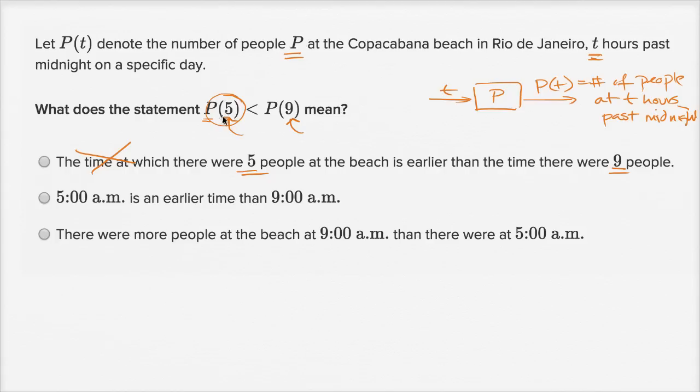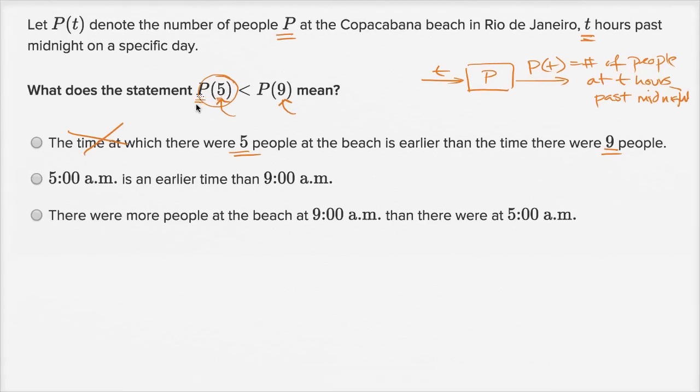This isn't talking about 5 people and 9 people. This is talking about 5 hours after midnight as input, and how many people we have 5 hours after midnight is less than how many people we have 9 hours after midnight. 5 a.m. is an earlier time than 9 a.m. Well, that is a true statement, but that's not what this statement is saying.